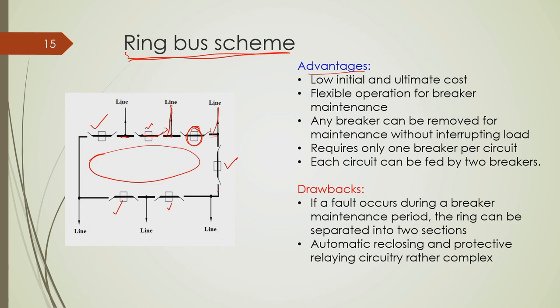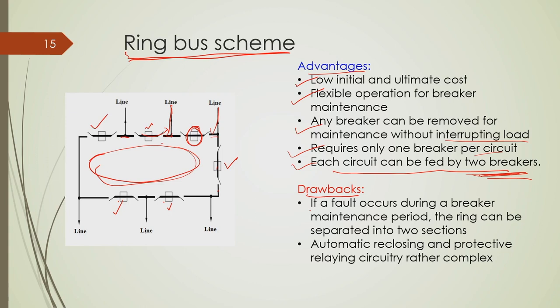So, here low initial cost is there, and flexible operation for breaker maintenance is possible. Any breaker can be removed for maintenance without interrupting any load, as I was saying. It requires only one breaker per circuit, but due to this ring arrangement, each circuit is fed by two breakers. You can see we have as many breakers as lines: 1, 2, 3, 4, 5, 6 breakers are used for these 6 lines. But due to this loop connection, each circuit can be fed by 2 breakers. Okay. So, it is not that we have 2 breakers corresponding to one particular feeder, but still, due to that arrangement, one feeder can get supply from 2 breakers.